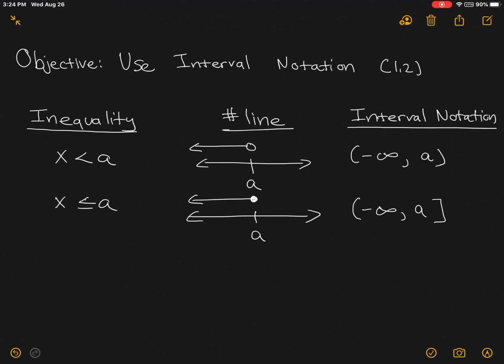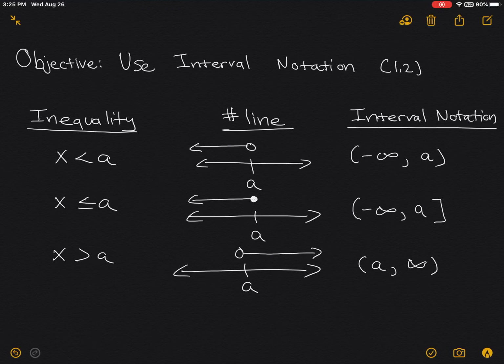All right, so what if we go in the opposite direction? What if we said x is greater than a? Same exact concept, except this one right here is going to be open, right? I'm going to go to the right, and for interval notation, I'm going to start at a, and I'm going to go all the way to positive infinity. Okay, so that's how I'd write x is greater than a.